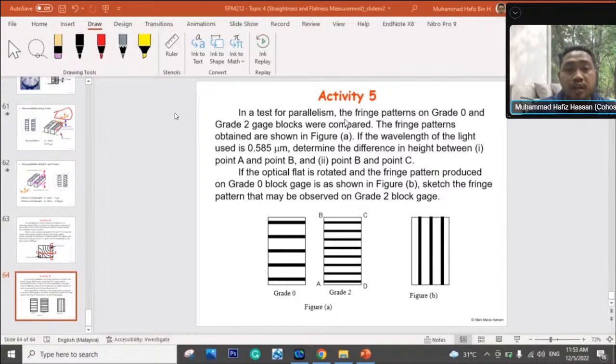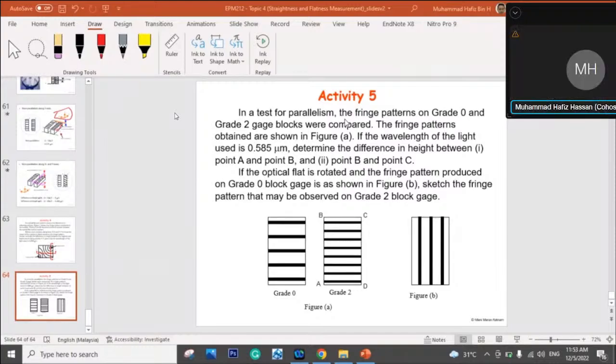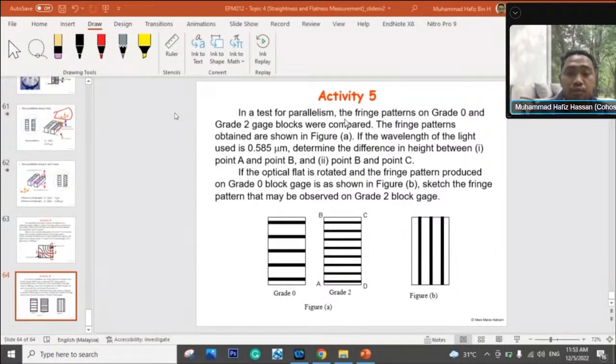if the optical flat rotates, you have to imagine it. If it rotates from this side to the center, there will be a certain fringe frequency. So how about the grade 2? If you rotate it, is it the same or not? You have to imagine it. That is the idea.